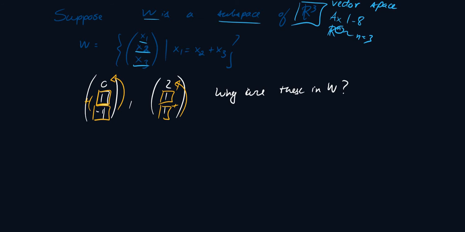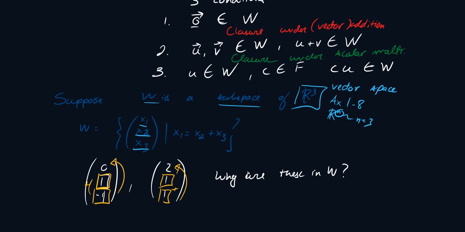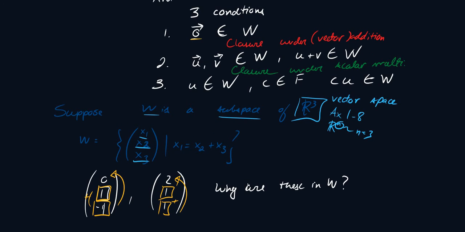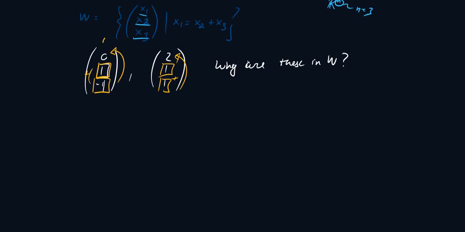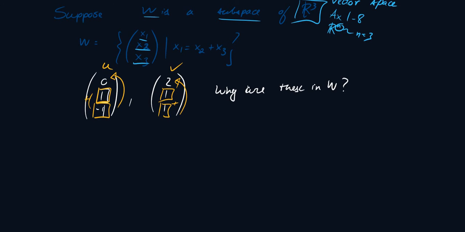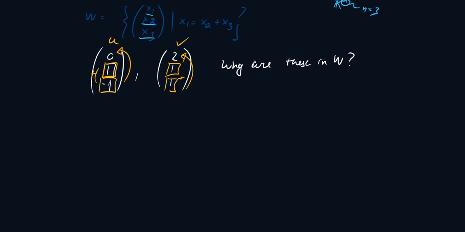So let's look at the 2 most often confused and hard conditions for a subspace, because 0 belonging to W is pretty trivial. The ones that bother people the most are 2 and 3. Actually, more 2 than 3, but we'll look at all of them. So if this is u and this is v, then I know that because it's a subspace, u plus v should belong to W. But let's check that. Does u plus v belong to W?